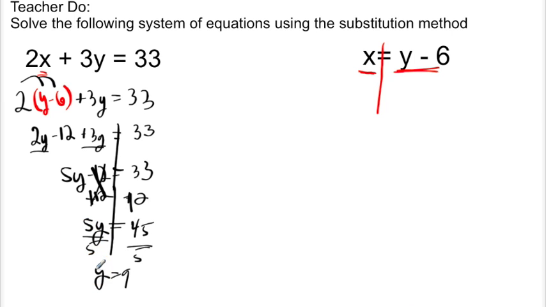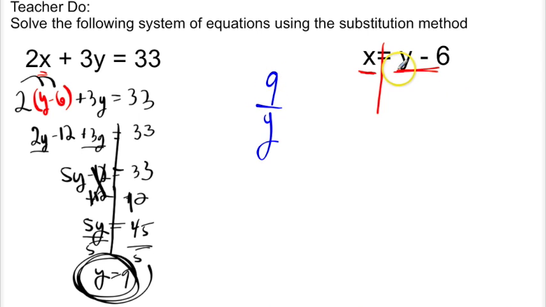Y equals 9. I just repeat myself because sometimes we forget. What does y equal? Y equals 9. So instead of y, I'll write 9. X equals 9 minus 6. X equals 3.